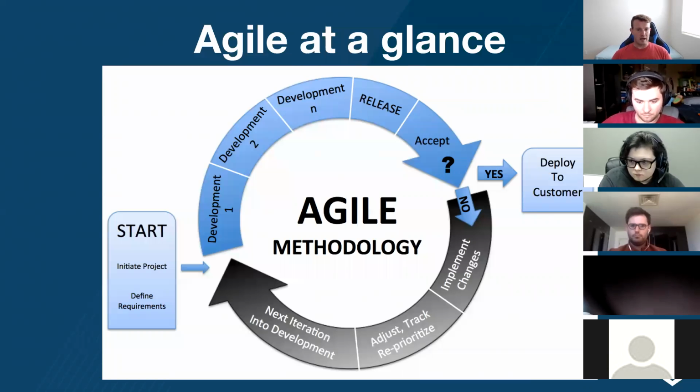So these cycles happen. There's another image we're going to look at in a minute, but these cycles happen usually in about 2 weeks. Sometimes it's 4 weeks, sometimes it's 1 week. But I think usually it's about 2-week cycles, 2-week sprints, that you go through this cycle.